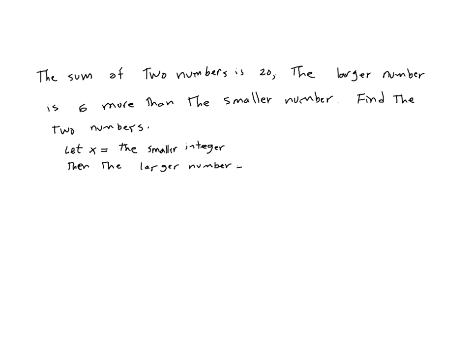Okay, somebody tell me what's the larger number then? Equal to what in terms of x? Yeah, in the chat they say x plus 6. Good. Okay, now the sum of two numbers is 20. The larger number is 6 more than the smaller one. So now the equation would be x plus x plus 6 is equal to 20. So that's the equation that we have. Any question on that so far?